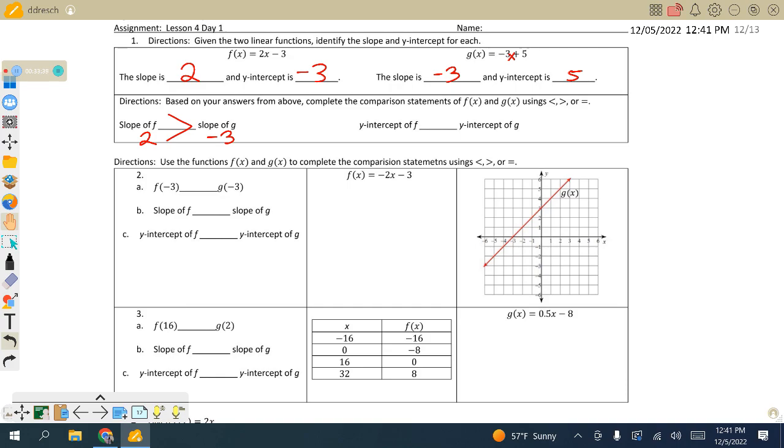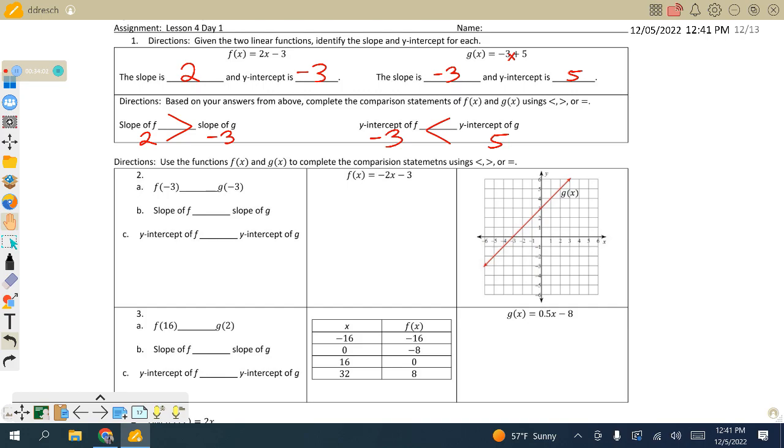How about the y-intercepts you just located? Negative 3 compared to 5. And the order definitely matters, so make sure you read it carefully. It says the y-intercept of f and g, and that is less than. That's all we basically just did today. That's what we're going to look at. Can't make it any more straightforward than that.